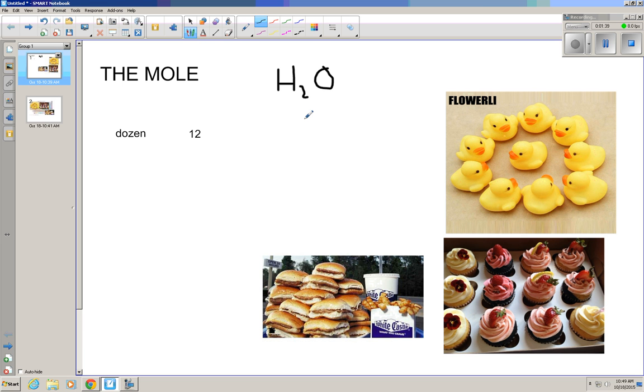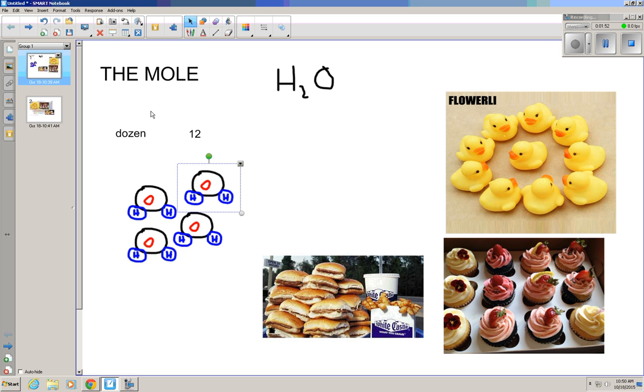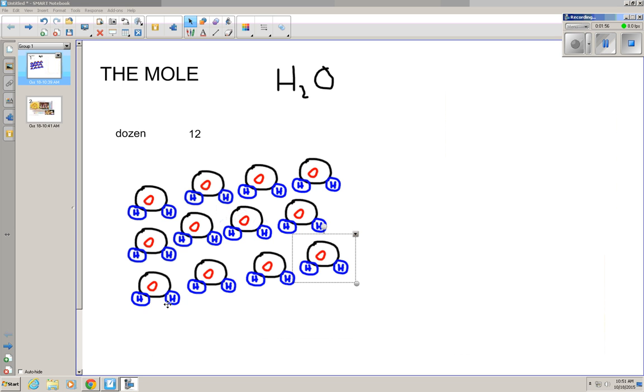But now I want you to imagine having a dozen H2O molecules. Okay? So we're going to have a dozen H2O molecules. I've drawn two. There's a third, a fourth, a fifth. Wait for it. I'm going to bring them all in. Okay, so I've got a dozen water molecules here right now.